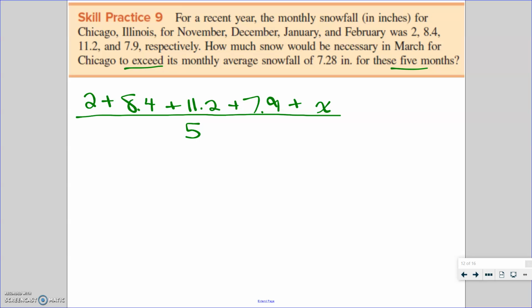So we're going to add those up, and you can use your calculator here. I'm going to get 2 plus 8.4 plus 11.2 plus 7.9 equals 29.5, plus X, over 5. But we need to finish the inequality here because it says how much would be necessary to exceed the average snowfall of 7.28. So we want to know how much X has to be so that this comes out to be greater than 7.28.